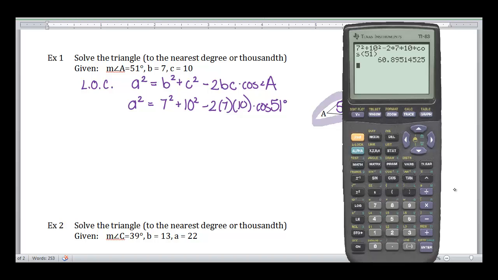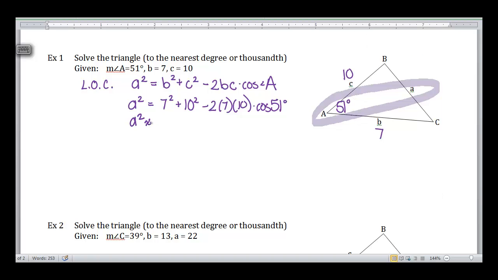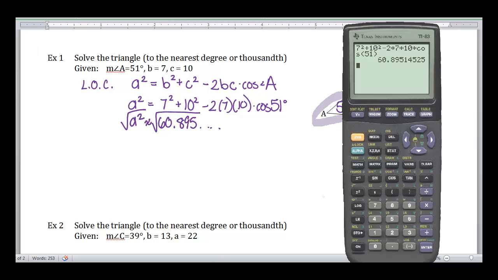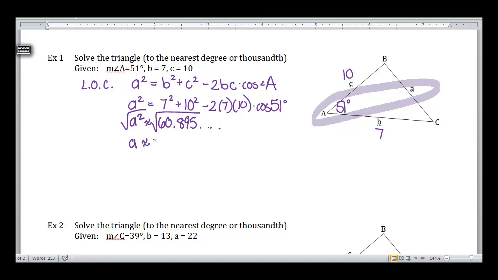And that tells me that A squared is about 60.895. Again, I want to take the square root, so second x squared to get square root, and second the negative sign for answer, to get that A is about 7.804. Once I know that, I now know an angle and its opposite side, so I can go ahead and do law of sines.